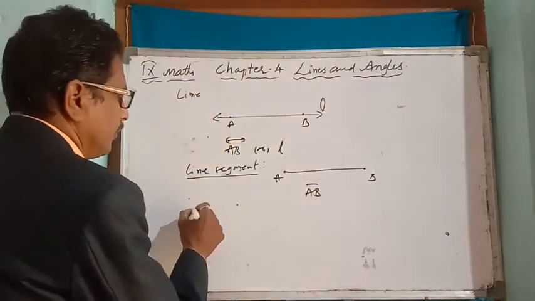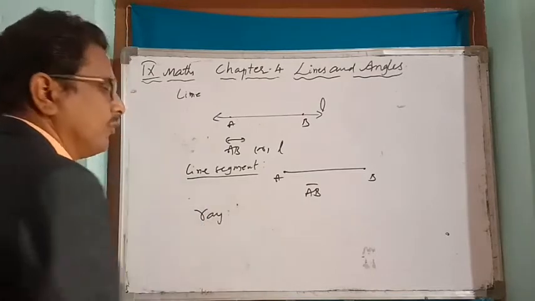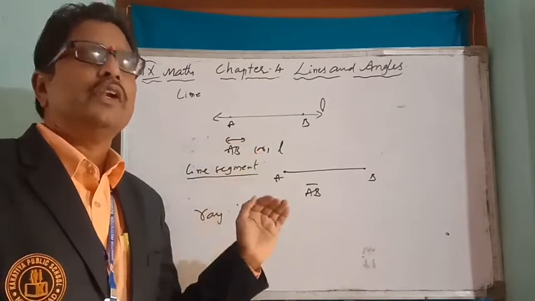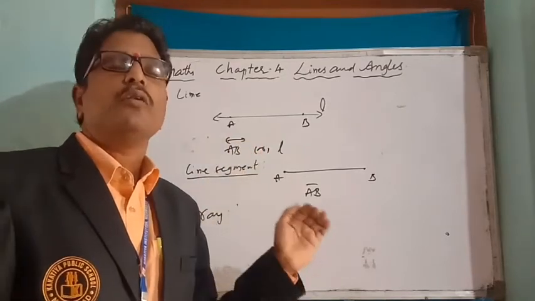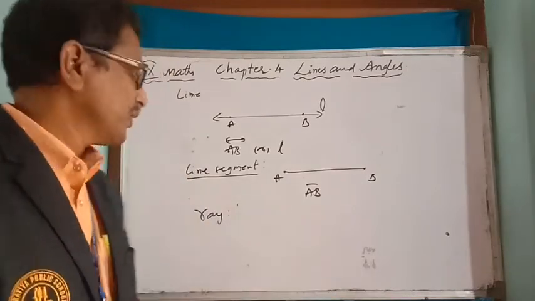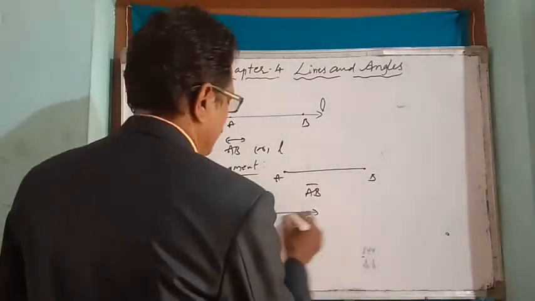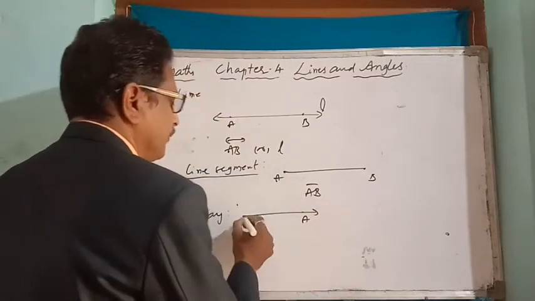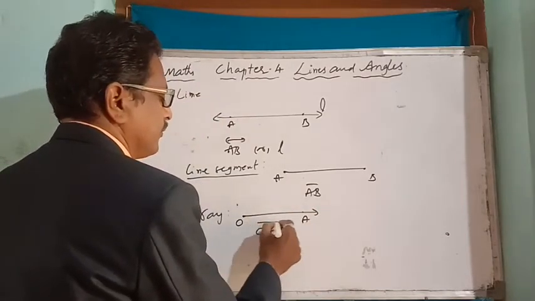Next, ray. What is a ray? A ray is also a part of a line. It begins at one point and extends in a particular direction. Here O is the starting point and A is on the ray. It is denoted as OA.